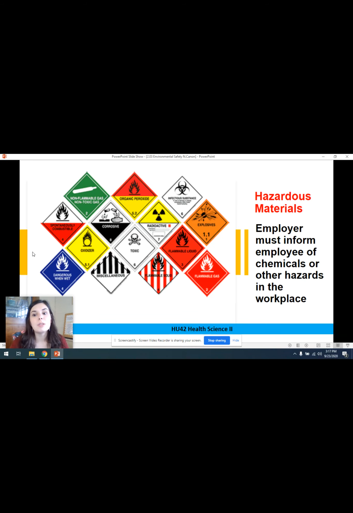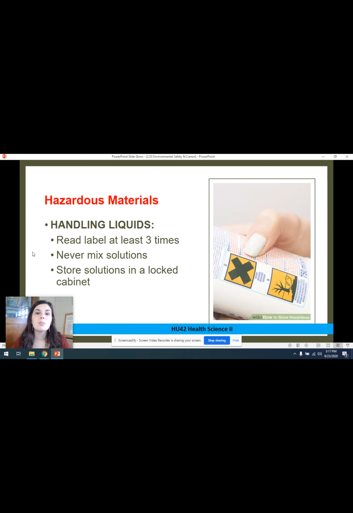Talking about hazardous materials, your employer must always inform you as the employee of any types of chemicals or hazards that could potentially be in the workplace. Hazardous materials include things like liquids, chemicals, and even some equipment.